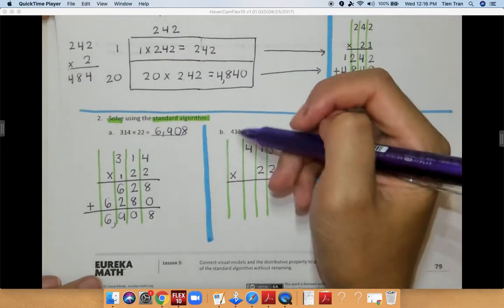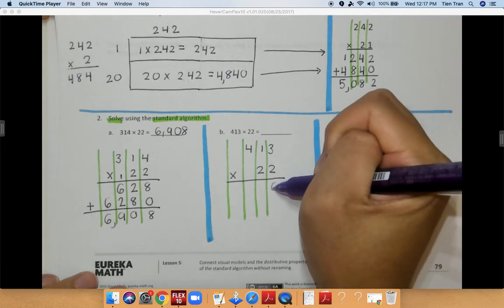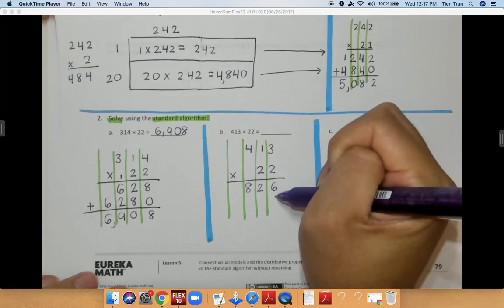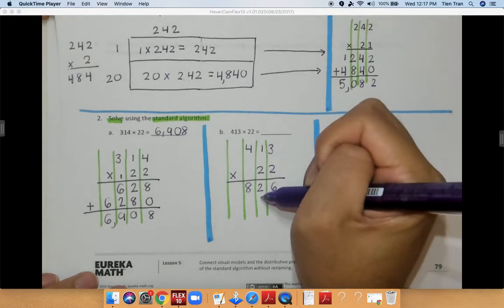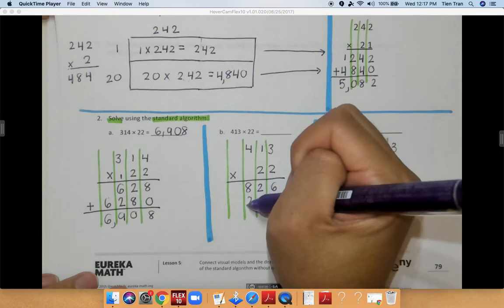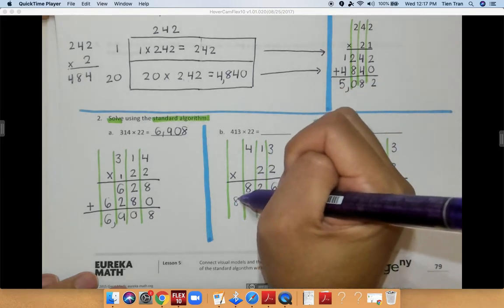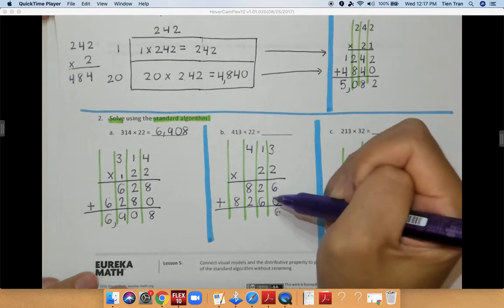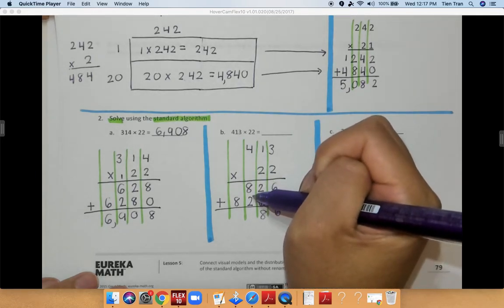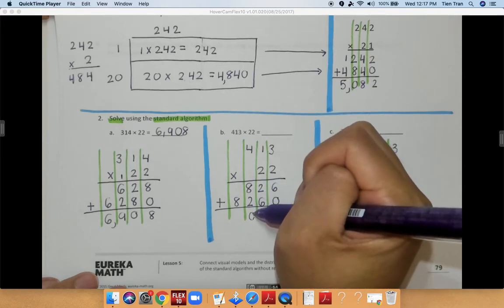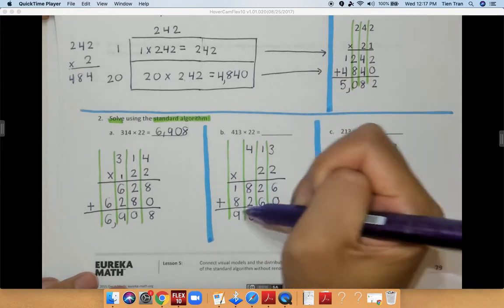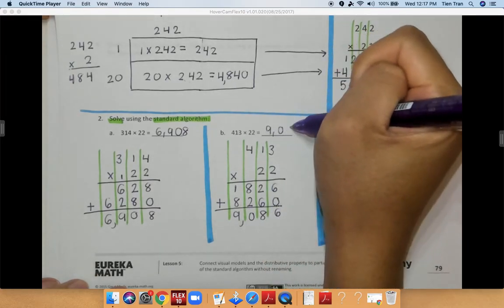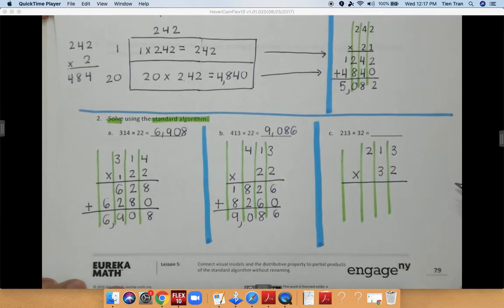So 2 times 3 is equal to 6. 2 times 1 is equal to 2. 2 times 4 is equal to 8. Bring down my 0. 2 times 3 is equal to 6. 2 times 1 is equal to 2. 2 times 4 is equal to 8. And add all of my numbers together. 6 plus 0 is equal to 6. 6 plus 2 is equal to 8. 8 plus 2 is equal to 10. Carry my 1. 8 plus 1 is equal to 9. So my final answer is 9,086. And that's what I'm writing down, 9,086.